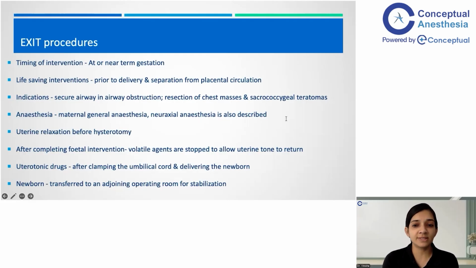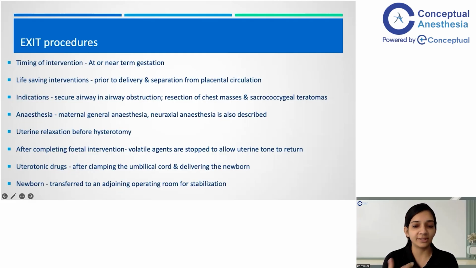Now, most of these procedures are performed under maternal general anesthesia, but neuraxial techniques have also been described for these procedures. Similar to your mid-gestation surgeries, uterine relaxation has to be done before the hysterotomy, okay? And the difference is that post-operative tocolysis is not required in these cases. After completing the intervention, you discontinue your volatile agents so that the uterine tone can come back, okay?